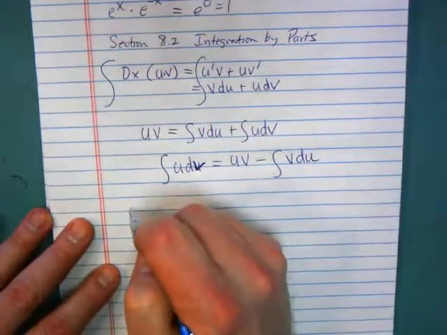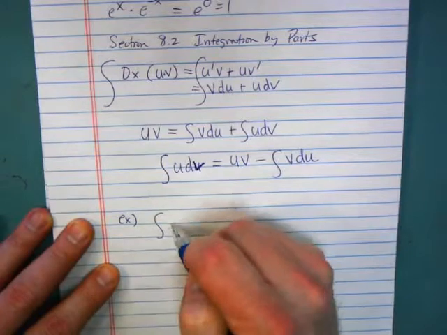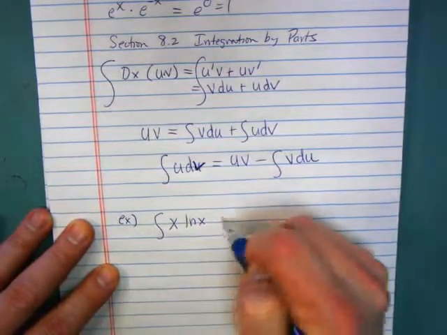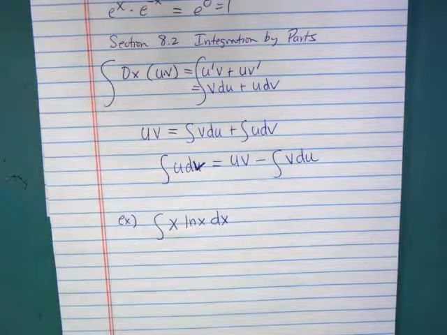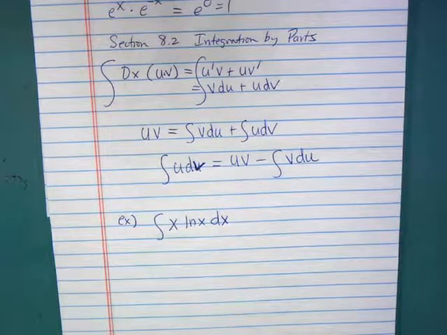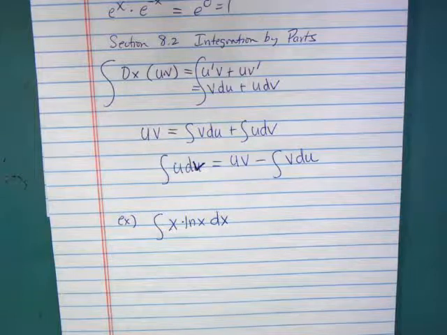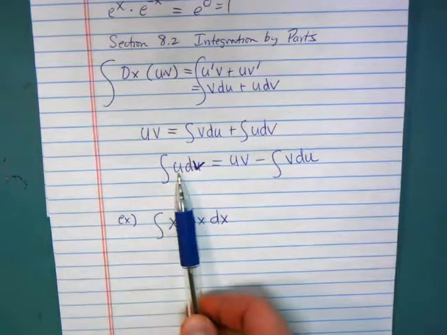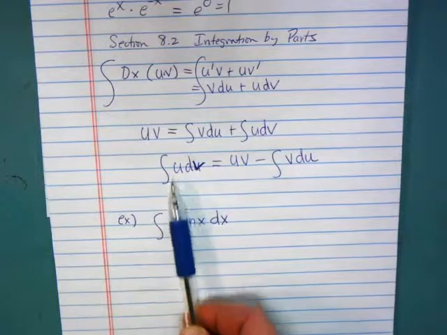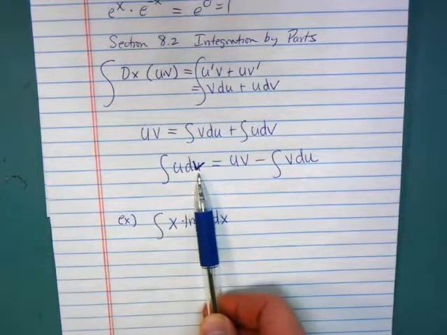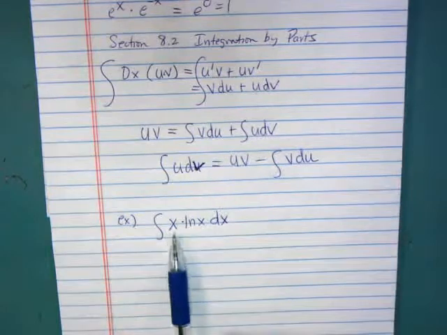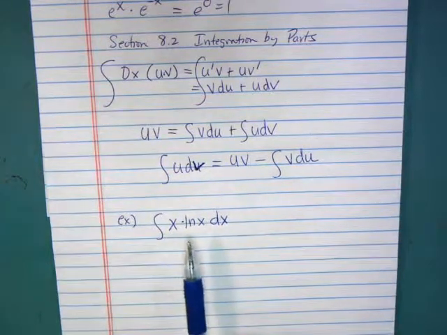So for example, I might give you the integral of x times ln x dx. You see right there that you have multiplication, x times ln x. That's a very good indication that you probably want to try integration by parts. So what you need to do in integration by parts, you need to pick something to be u, and then everything left is going to be dv. So you've got to make a guess. U is either x or u is ln x.